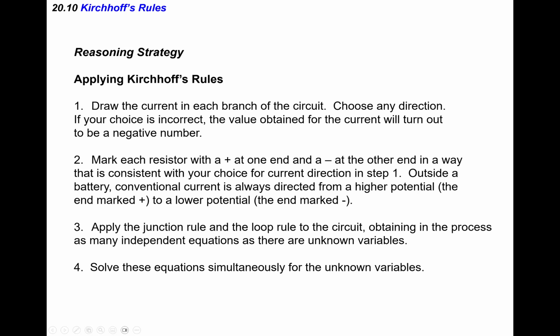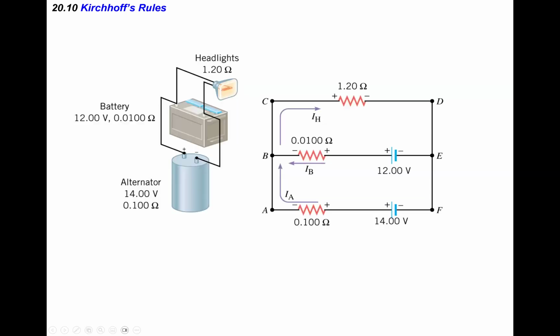in a way that is consistent with the choice of your current direction in this step. Outside of the battery, conventional current is always directed from a higher potential to a lower potential. So if you have this, you mark this positive, you mark this negative, okay? Then apply the junction rule and the loop rule to the circuit, and you can get equations and solve for the variables. So we can follow this reasoning strategy to do the problem.